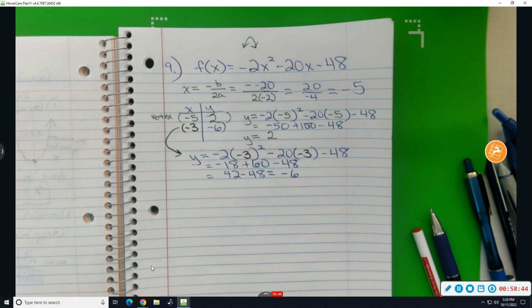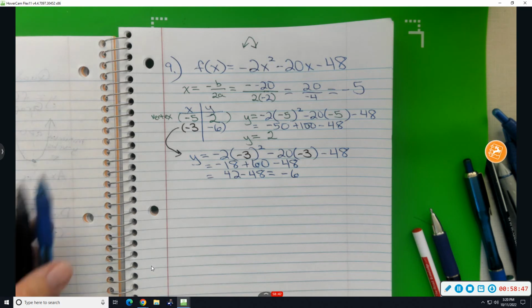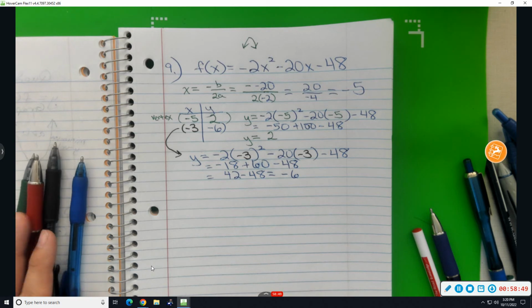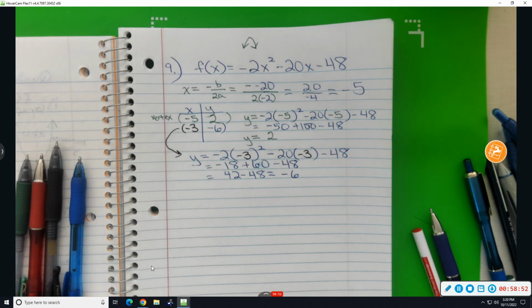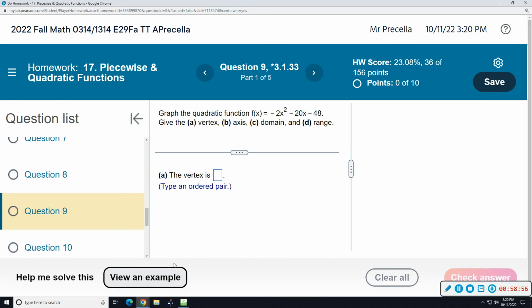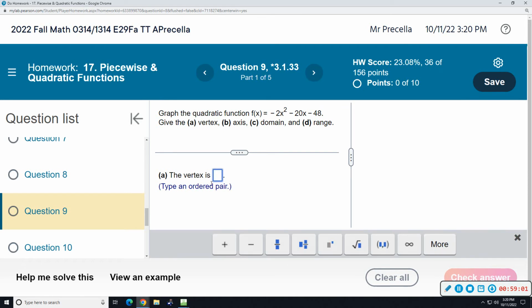And let's see, what all do they want us to type in? They want the vertex, axis, domain, and range. The vertex, that's that x equals. No, I mean not the x equals, that's the axis. The vertex, we're typing as an ordered pair. That's the first ordered pair on that table. That was, what was it? -5, comma 2. Okay, check answer.